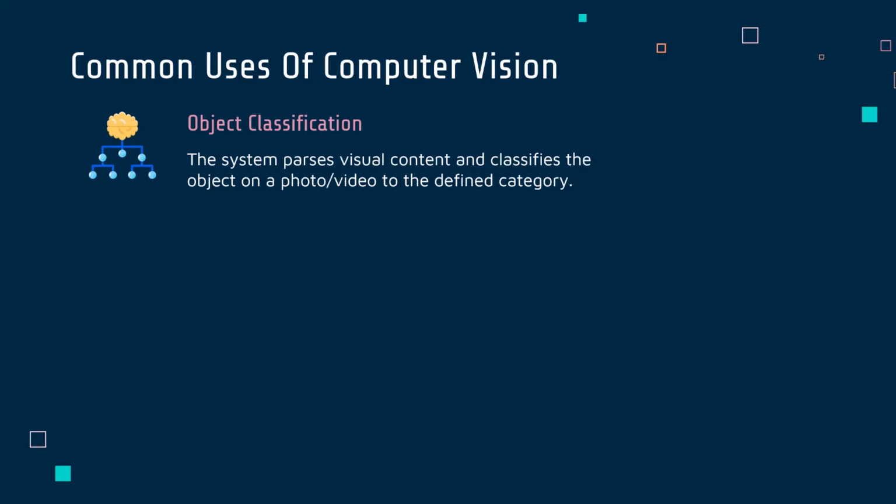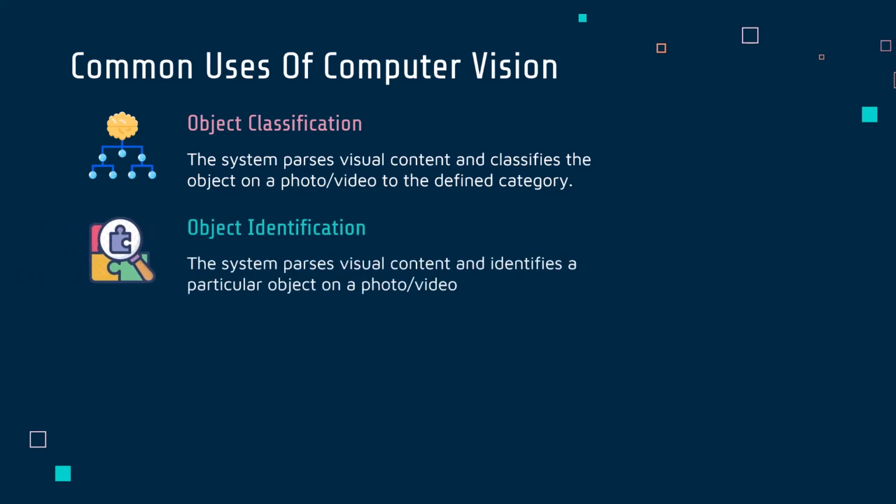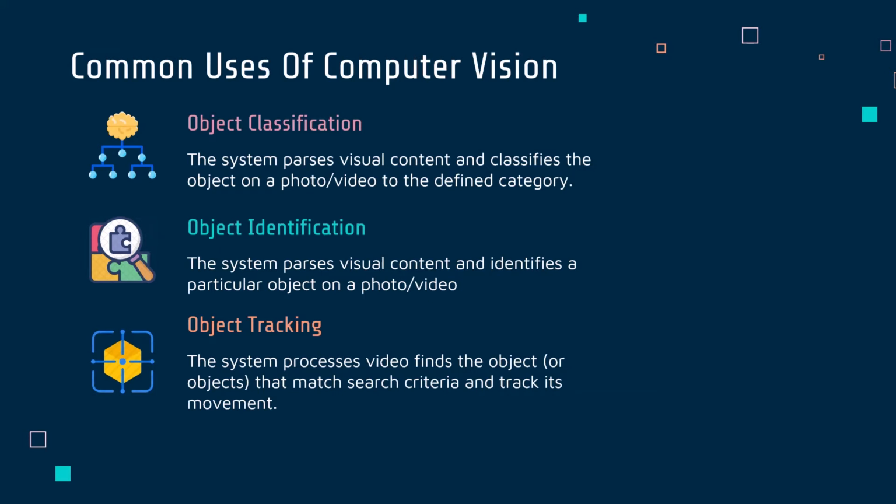Here are a few common tasks that computer vision systems can be used for. The first is object classification. The system parses visual content and classifies the object on a photo or video to the defined category. For example, the system can find a dog among all objects in the image. The second is object identification. The system parses visual content and identifies a particular object on a photo or video. For example, the system can find a specific dog among dogs in the image. And last is object tracking. The system processes video, finds the object that matches search criteria, and tracks its movement.